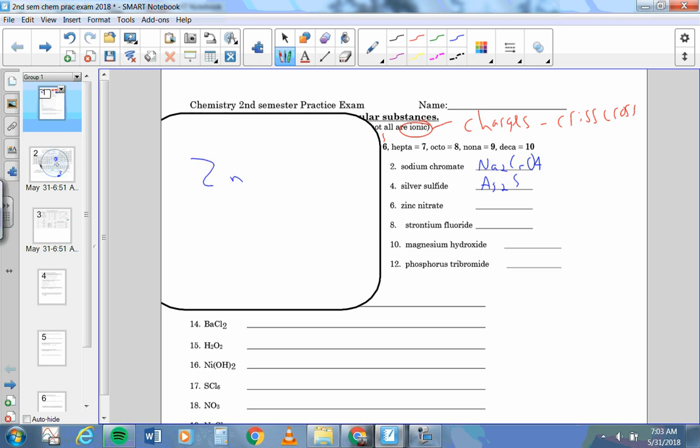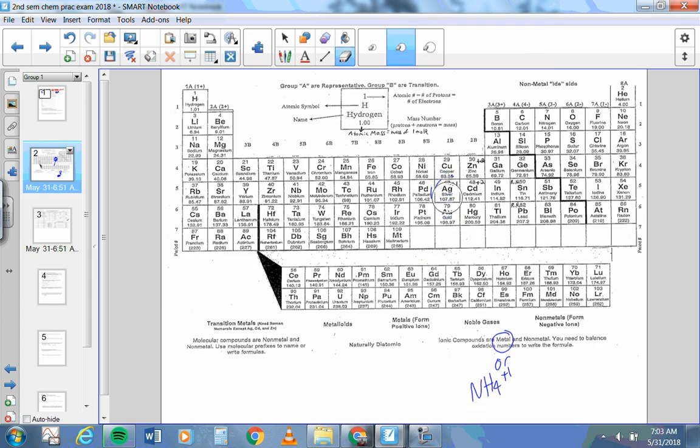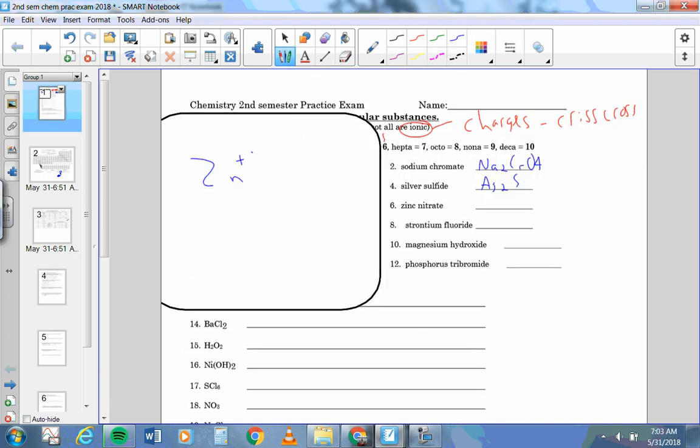Zinc. Once again, I tried to clearly write it. That is a +2. Zinc makes +2 charges. And nitrate is NO3 with a -1 charge. It's going to take two of those. This is going to require some parentheses again. Zinc, only one of them. It's going to take two nitrates.